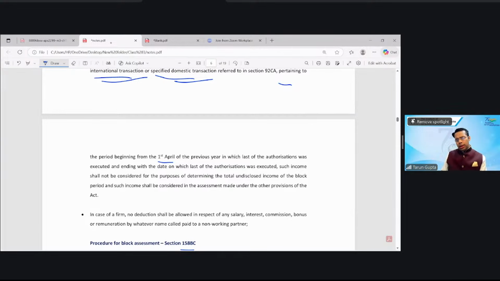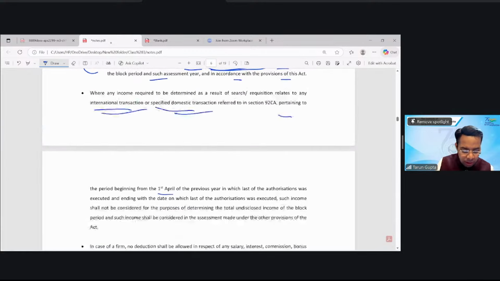Okay, so Sanjay is asking, is it only 18-19 losses only which cannot be set off? It could be even 17-18 losses. So whatever losses there were, which you carried forward as on 1st April 19, the first day of the start of the block period in our example, understood? Whatever loss there was as on 1st April 19 cannot be set off against the block assessment. It will be set off after the completion of the block assessment, in the period subsequent to the block period. Okay.